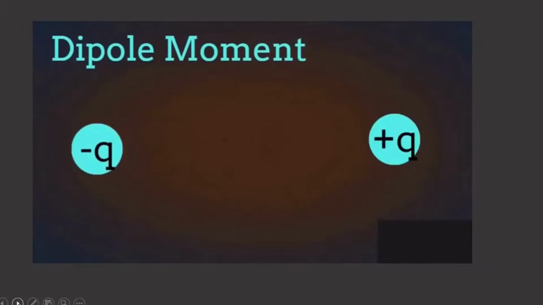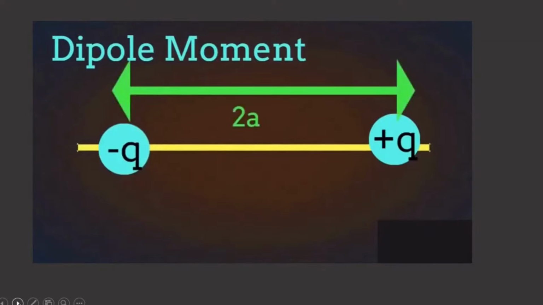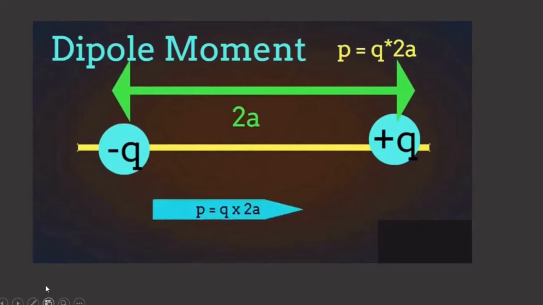Next, we have the dipole moment. A term associated with the electric dipole is the dipole moment. How can we define a dipole moment? When two charges are separated by a certain separation, that is 2a, a physical quantity denoted by the symbol P is equal to Q into 2a, and it always points from the negative to the positive charge. We will learn more about this physical quantity in this article.